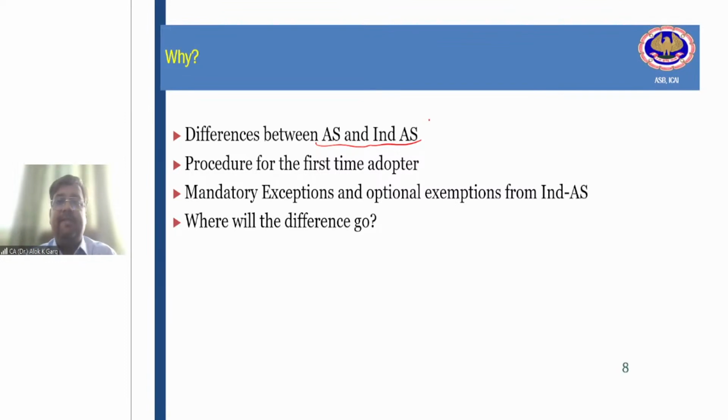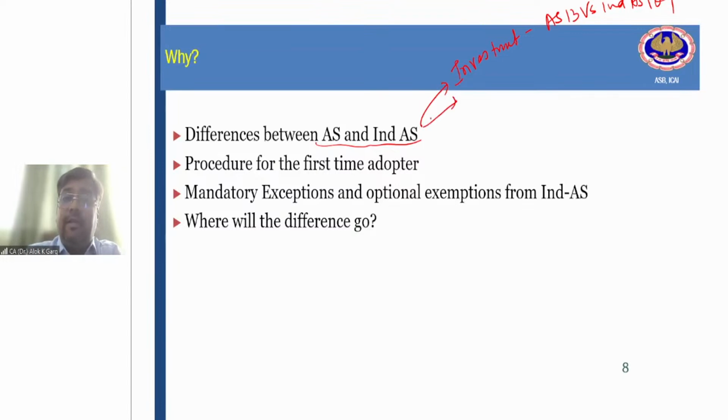5 differences. One difference I have told you, the major difference between AS and Ind AS, is on account of fair valuation of investment, right? On account of fair valuation of investment, which is AS 13 versus Ind AS 109 on the measurement part.